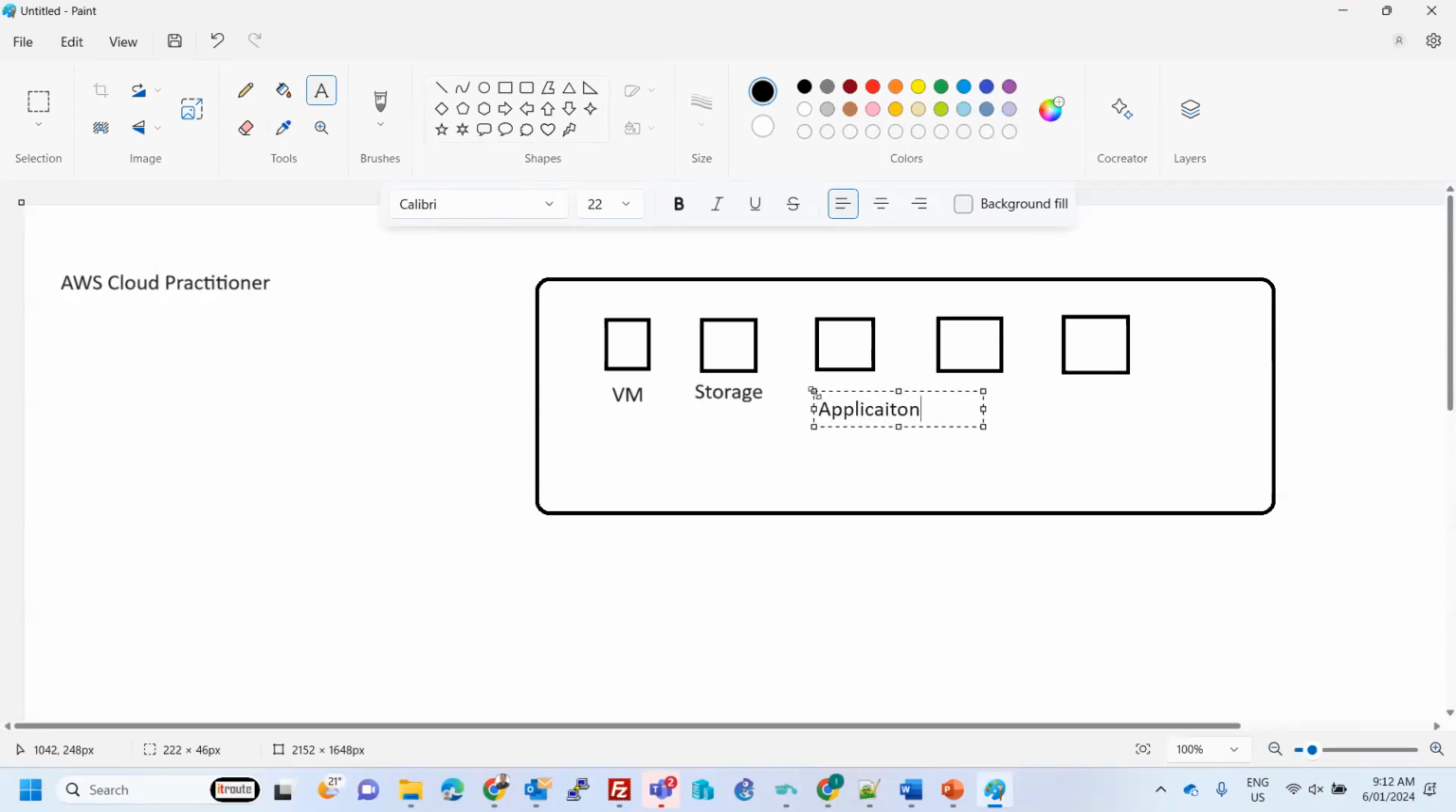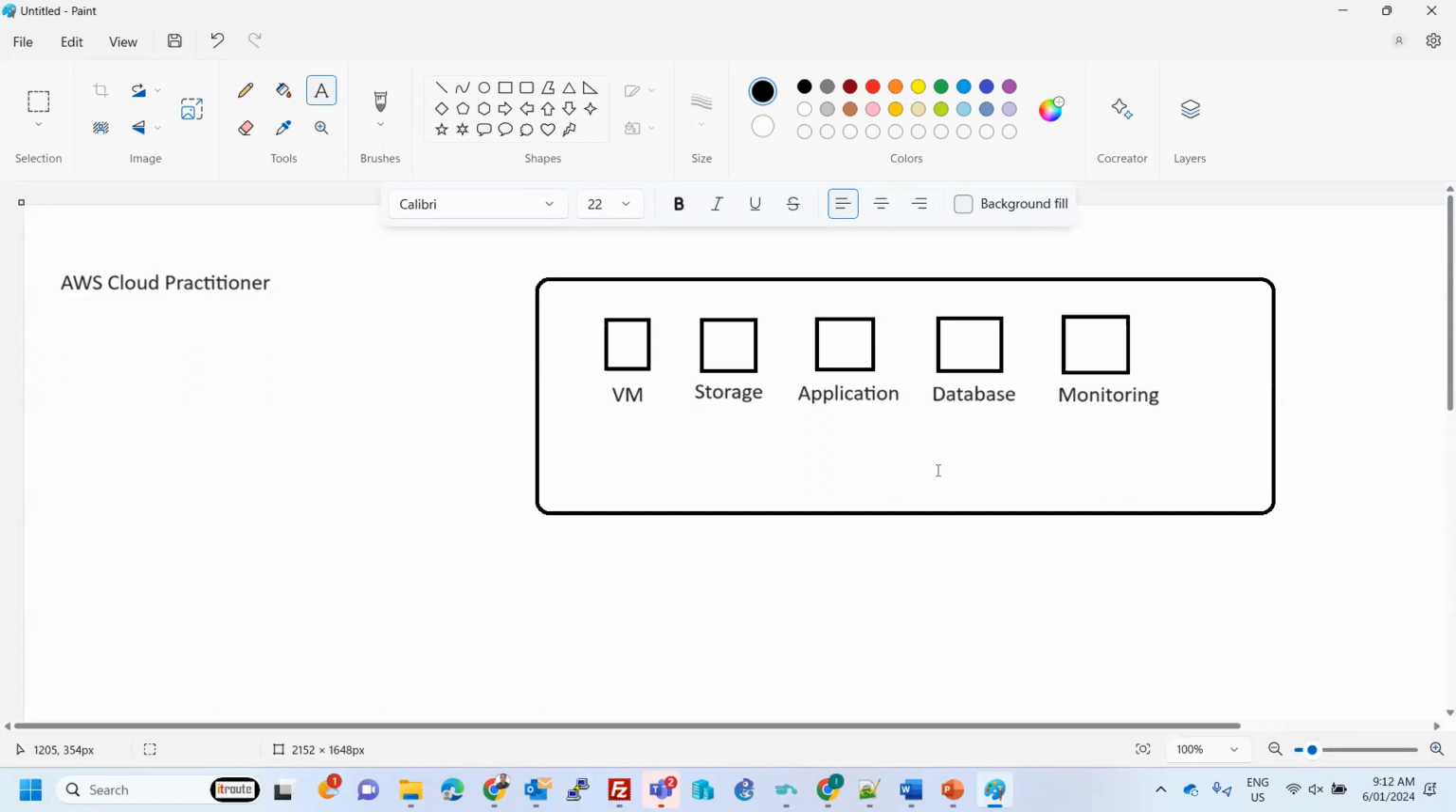Applications you can deploy. Then database services you can have over there. Many different monitoring tools we have. All these services we have in the cloud.